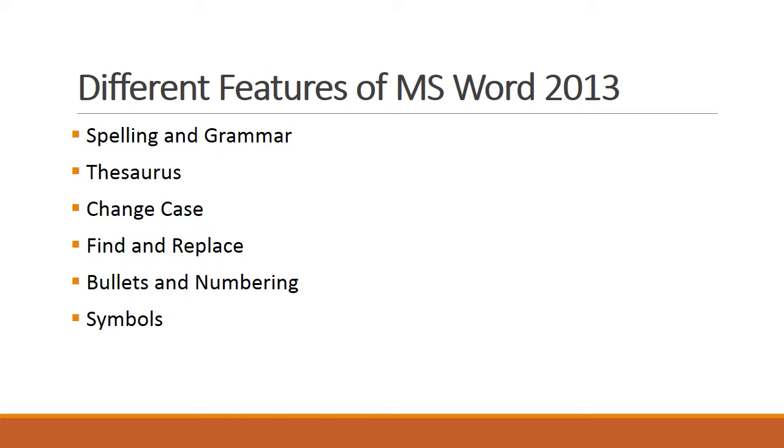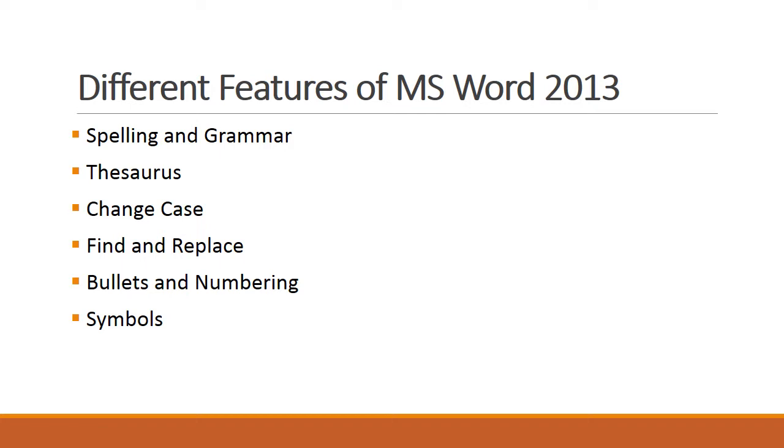Different features of MS Word 2013. Features are actually properties and attributes of this software. There are different attributes: spelling and grammar, thesaurus, change case, find and replace, bullets and numbering, and symbols. Guys, we have done the brief description of these features in our physical class, and today we have to jump on the exercise. But first, I will give you a quick recap of these features.